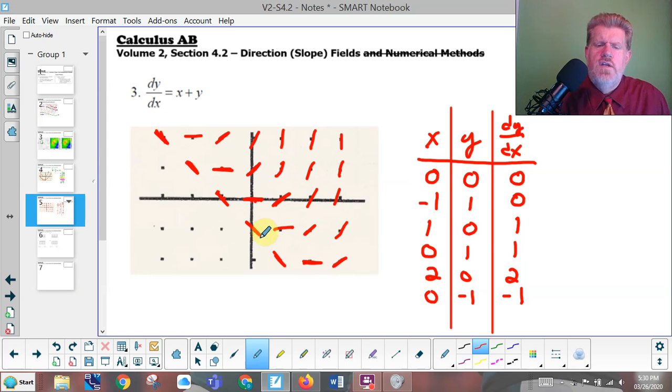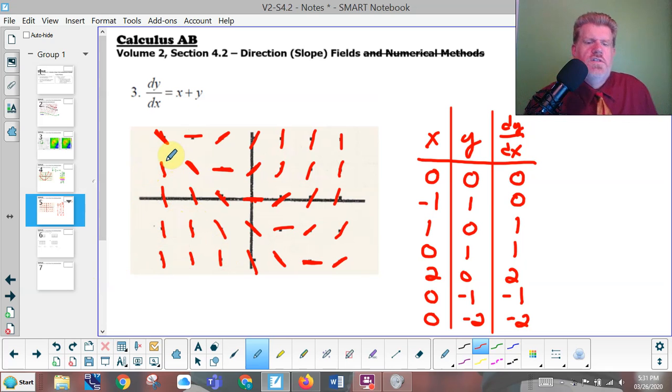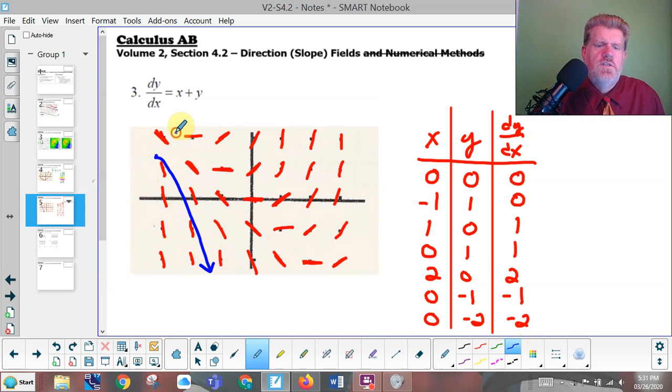Well, what happens over here? So we'll go 0, negative 2. Well, 0 plus negative 2 is negative 2. So we're going to have a slope of negative 2. Which would mean, consequently, this would have a slope of negative 3. These would have a slope of negative 4. This would have a slope of negative 5. Notice if you have something that starts here, it's going to go down that way. But if you have something that starts here, it's going to flatten out and shoot up that way.